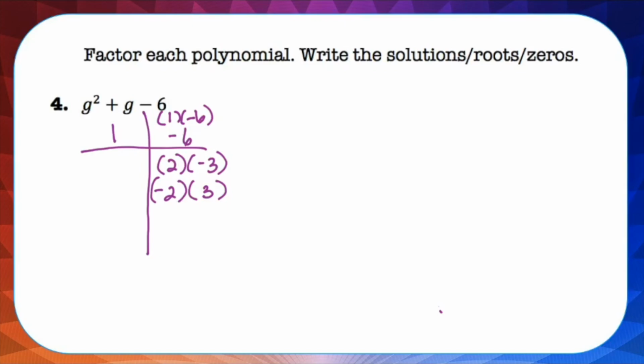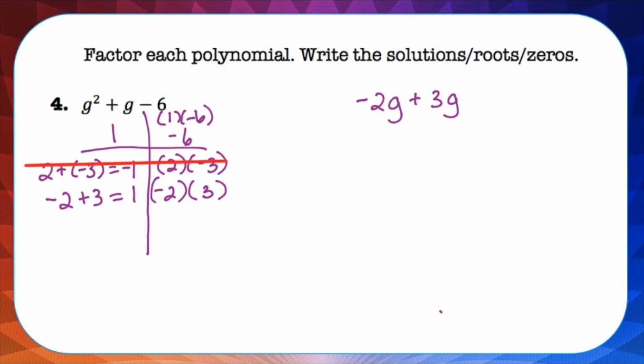So then on the left-hand side, if we add 2 plus -3, you get -1, so we know that one's not it. And if we add -2 plus 3, we get +1. So those are our two solutions, our two factors. So we're going to take g that's in the middle and break it apart into -2g and a +3g. And that came from the two solutions we found in the t-chart, -2 and 3.